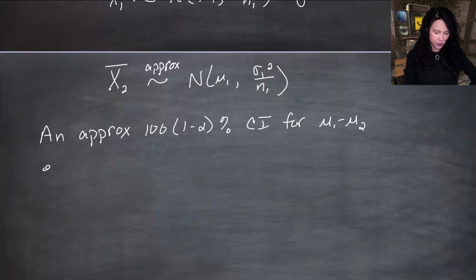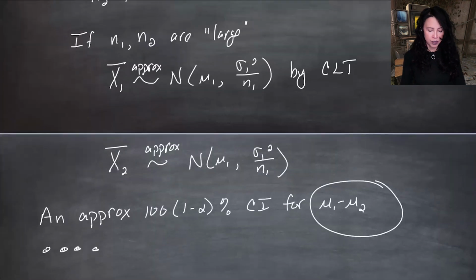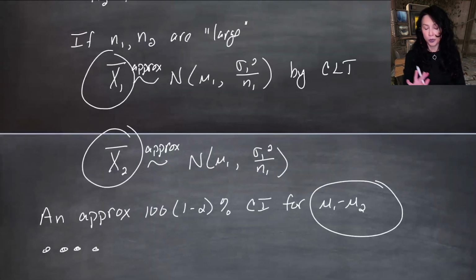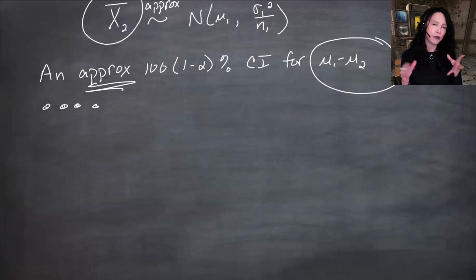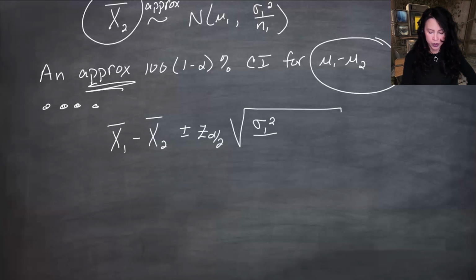in this case. So in the case that we have large samples and either unknown distributions or distributions that we can't work with, they're just too complicated for us to get pivotal quantities and critical values. If things are large and you want a confidence interval for this, you could do what we just did and use approximate normality. So an approximate 100 times 1 minus alpha confidence interval for this is again given by x1 bar minus x2 bar plus or minus z alpha over 2 times the square root of sigma 1 squared over n1 plus sigma 2 squared over n2.